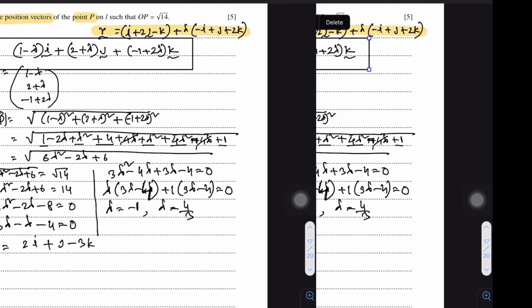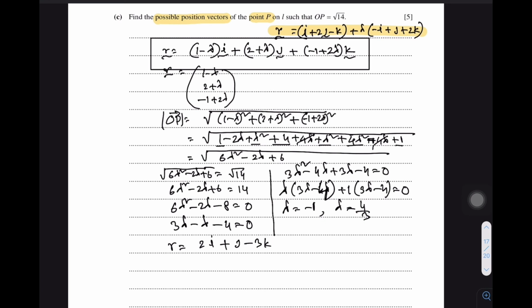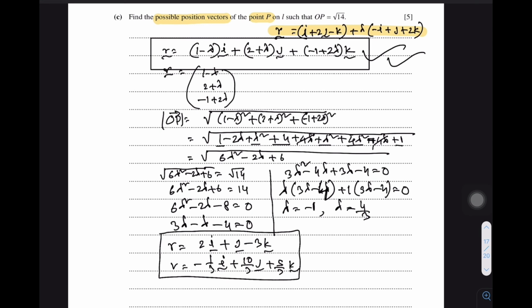If I substitute lambda equals to 4 by 3 in this equation, it will be r equals to 4 by 3, 1 minus 4 by 3 minus 1 by 3i, and 4 by 3 is 10 by 3, 2 plus 4 by 3 to the 6, 10 by 3. Then 5 by 3k. So this is the possible position vector of P.